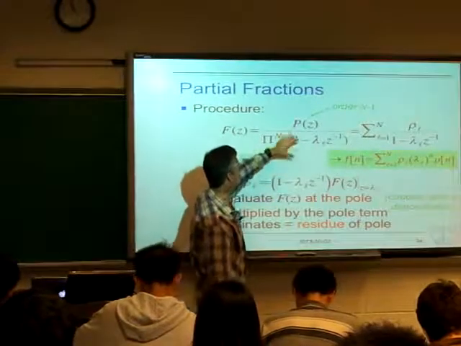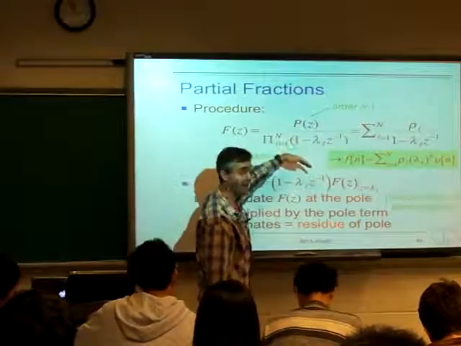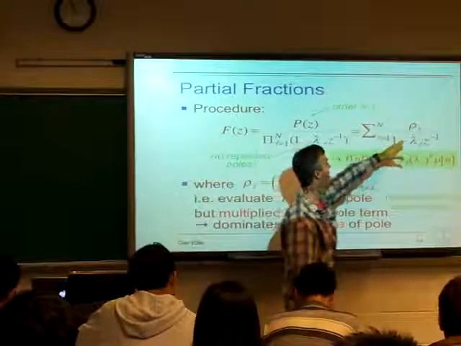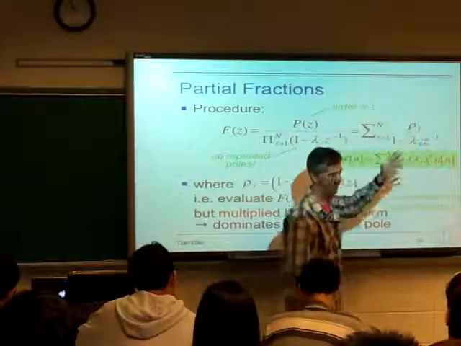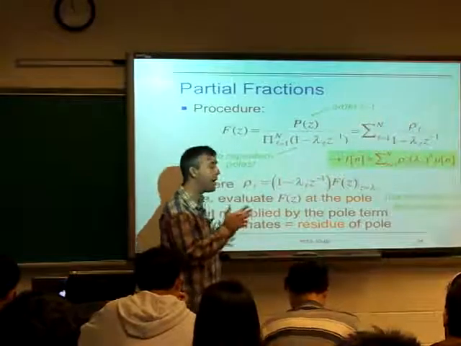And so that's what we do. We just take this expression, we multiply by this term, which means basically we just cancel it out of the denominator. Then we evaluate it, and that gives us this thing, which is the value of the particular term in the sum.